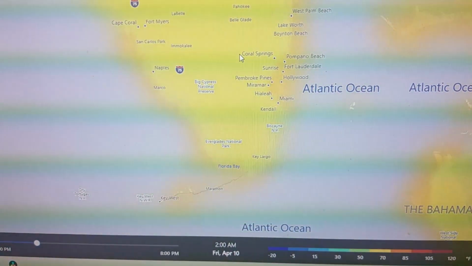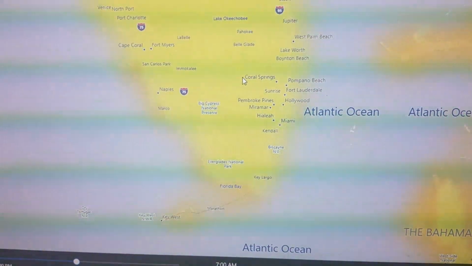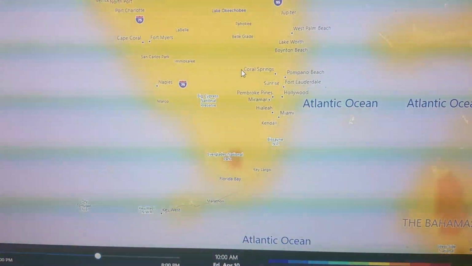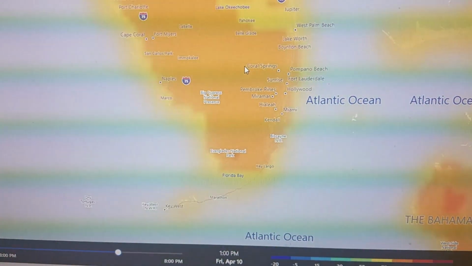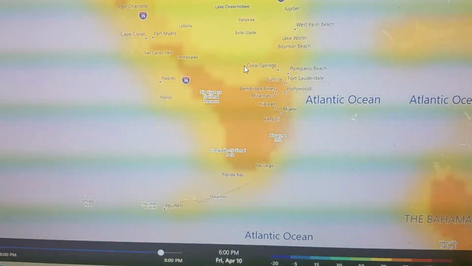This video shows the movement of heat storage throughout South Florida over the course of 24 hours. You can see how the heat stays concentrated at night over the most populated areas of South Florida, such as Miami.